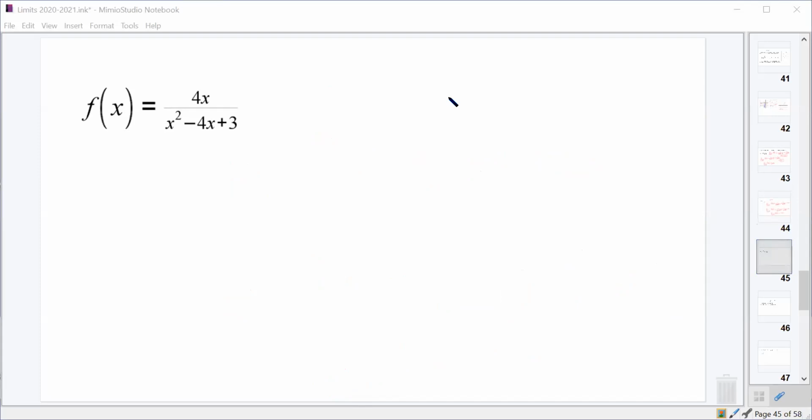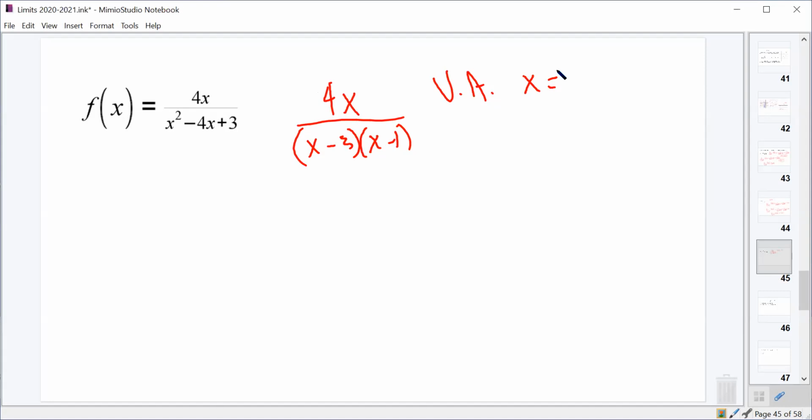What about this one? This one should have 2 different vertical asymptotes, I think. How do we find those 2 different vertical asymptotes? Factoring. Factor it out. All right. So what does that denominator factor to? x minus 3 times x minus 1. x minus 3, x minus 1, telling us that the 2 vertical asymptotes are what? x equals 3 and x equals 1, right? Everybody good with that part? Yep. All right, cool.